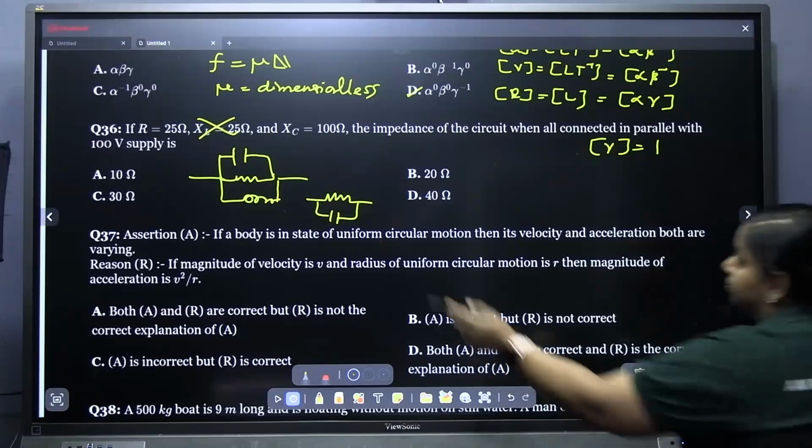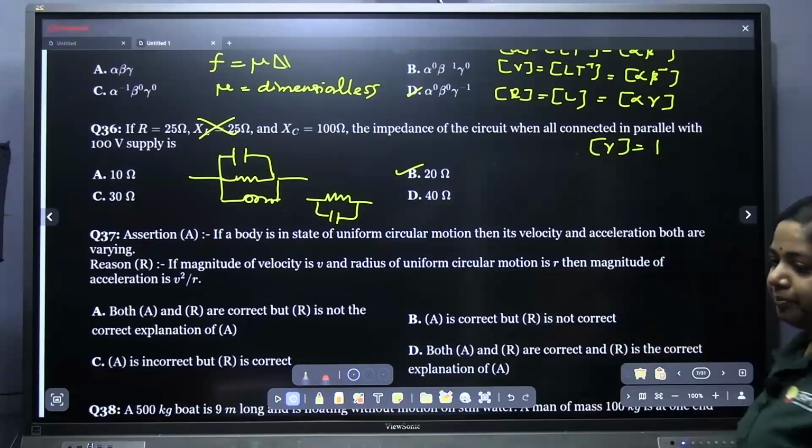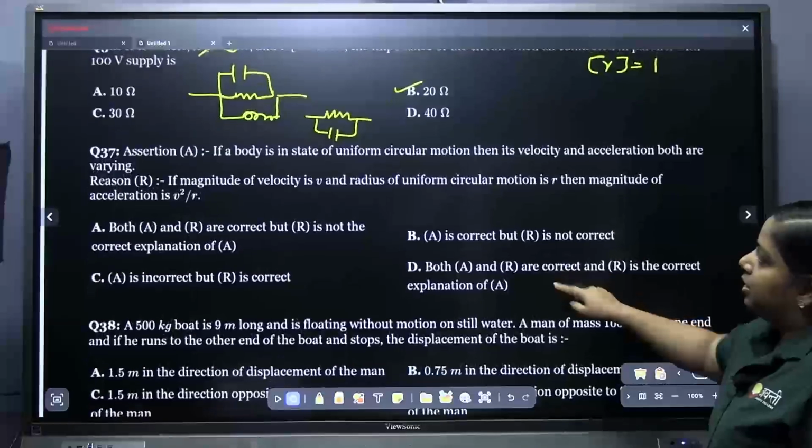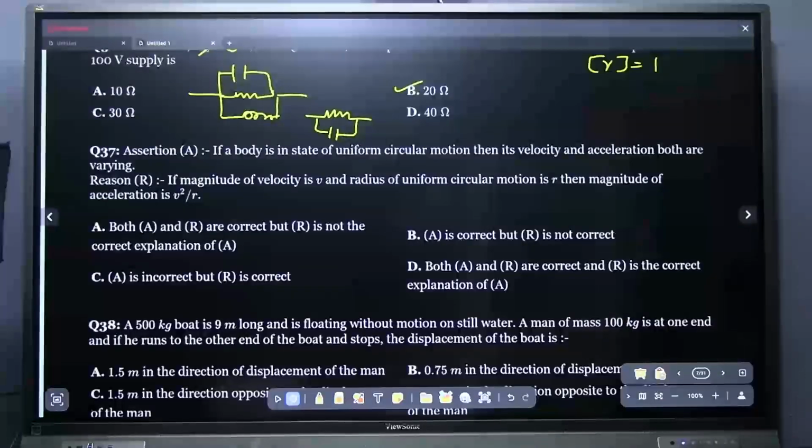Answer is option B. Okay. Yes. Next is assertion reason question.